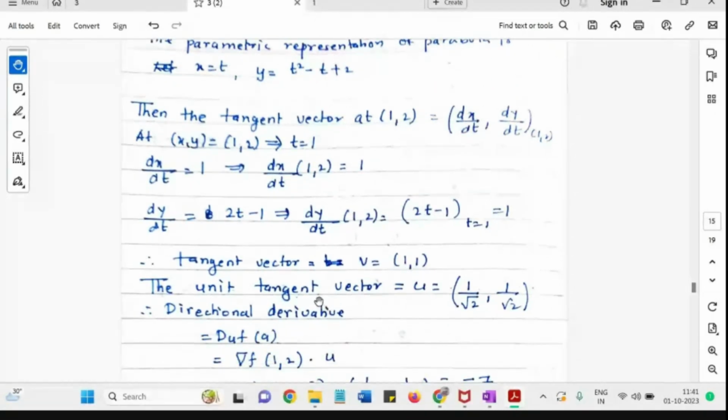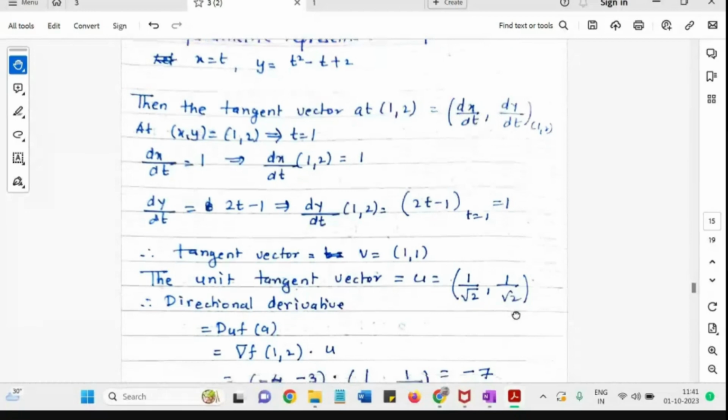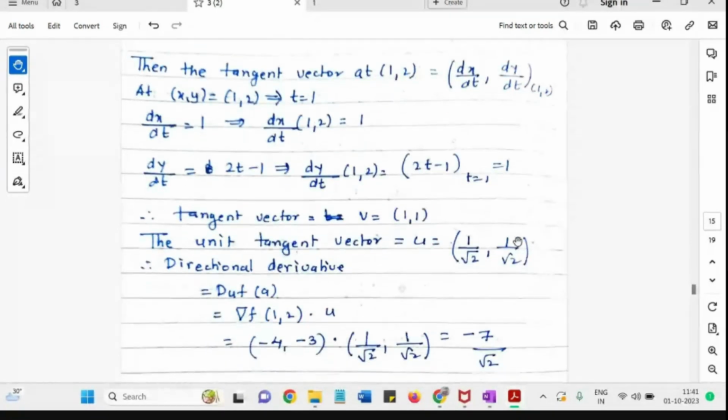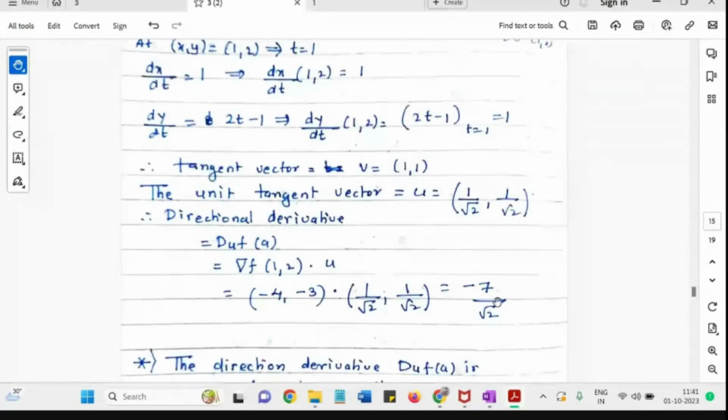The unit tangent vector will be v upon norm v, that is (1, 1) divided by the norm of (1, 1), which is root 2. So u is (1/root 2, 1/root 2). Since my unit vector is ready and my gradient is ready, I can calculate the directional derivative, which turns out to be minus 7 by root 2. So if a curve is given and you are supposed to find the directional derivative along the curve, what you need to calculate is a unit vector along the tangent vector of the curve.